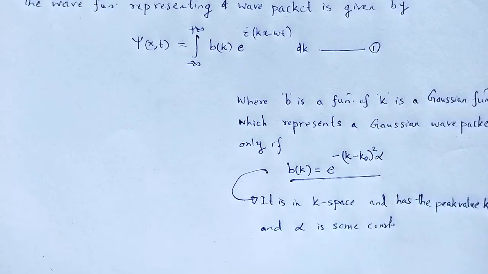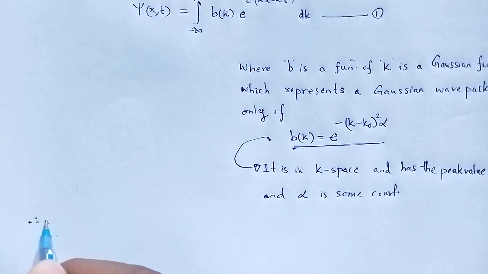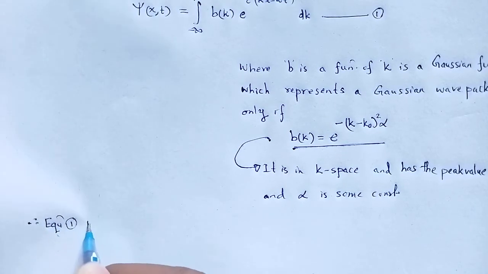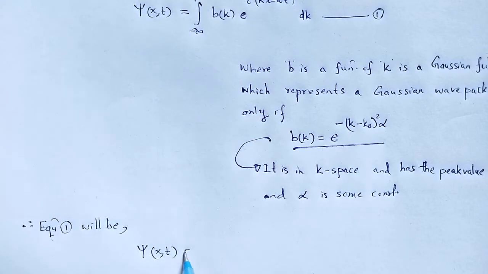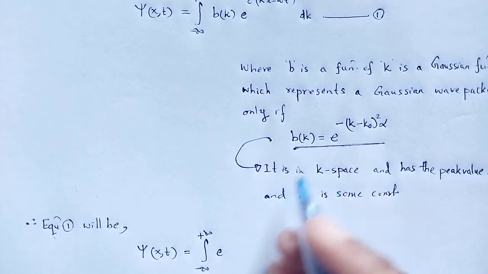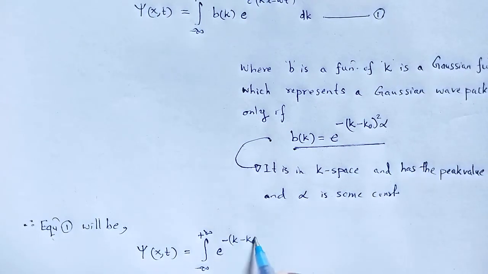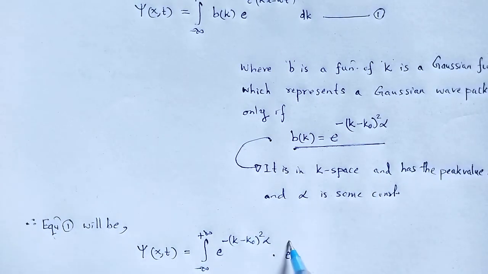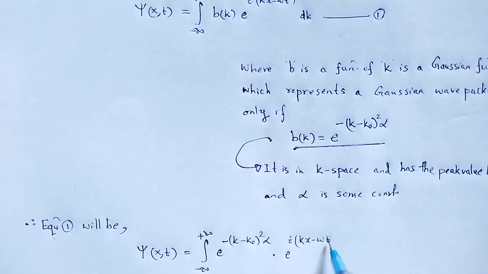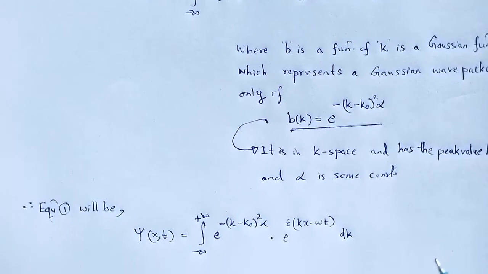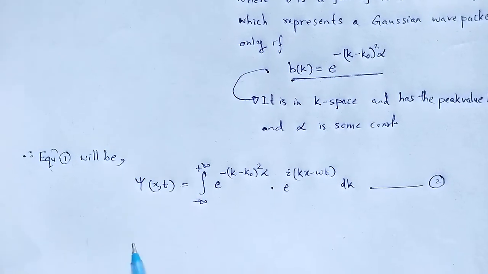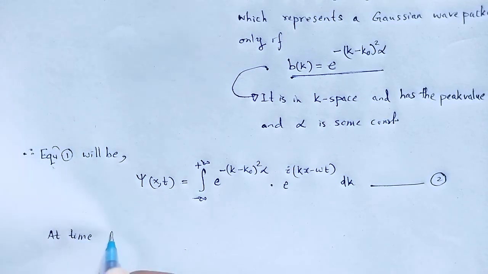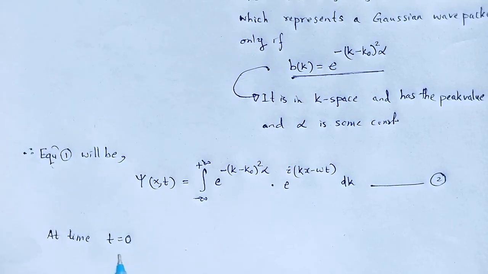Now equation 1 changes to psi as a function of x,t equals the integral from minus infinity to plus infinity of e^(-(k - k_0)^2 alpha) e^(i(kx - omega t)) dk. That is equation number 2. At time t equals t naught, here I choose t equals 0 at the initial time.